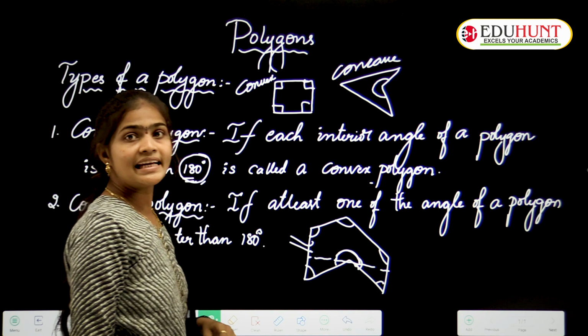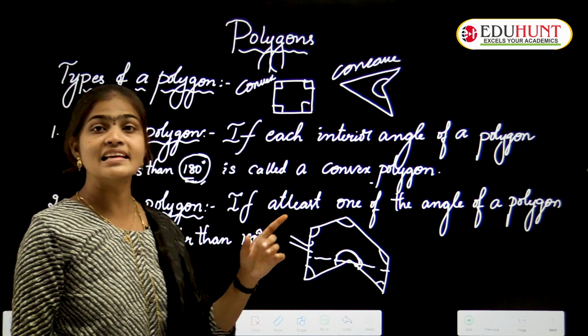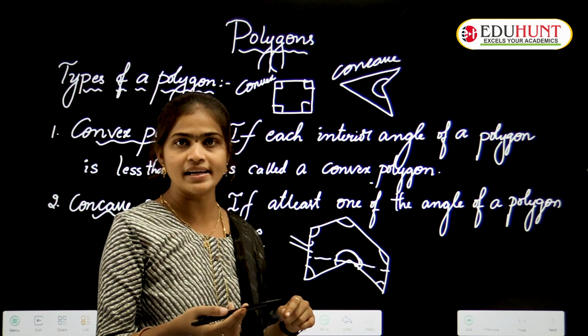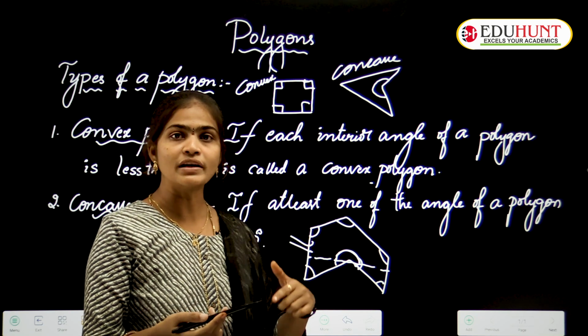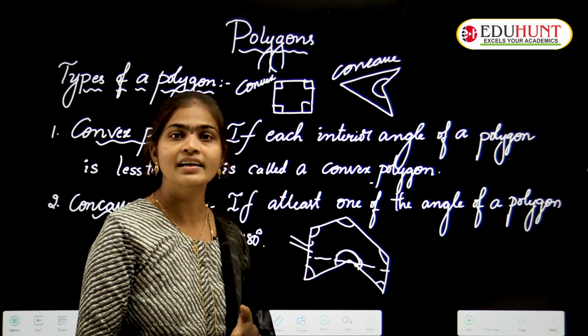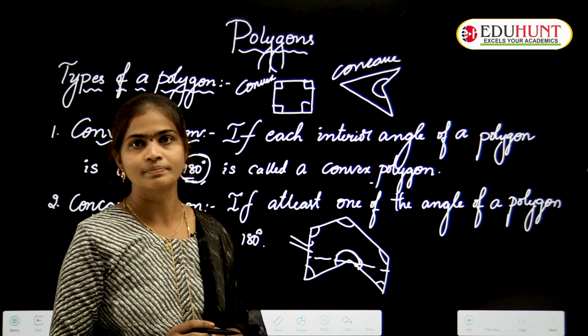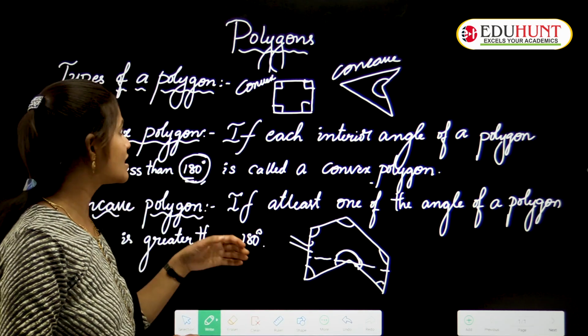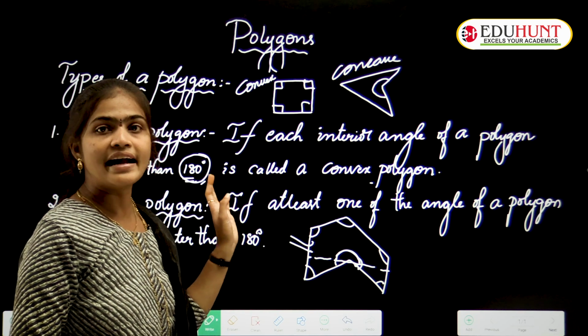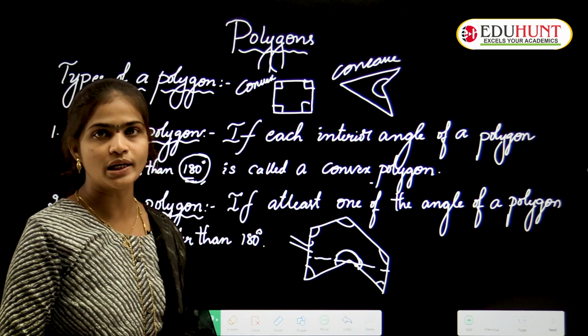Okay, so simply, if each interior angle of a polygon is less than 180, it means convex, and if at least any one of the angles is greater than 180, then we will call that polygon a concave polygon. Okay, so this is the difference between those two polygons, and these two are the types of polygons.